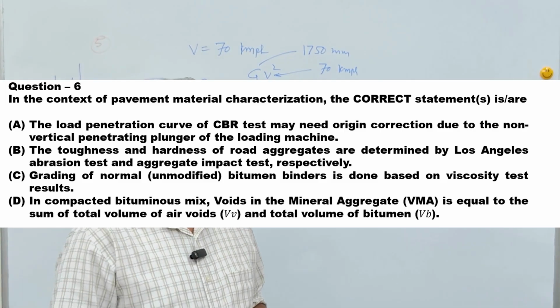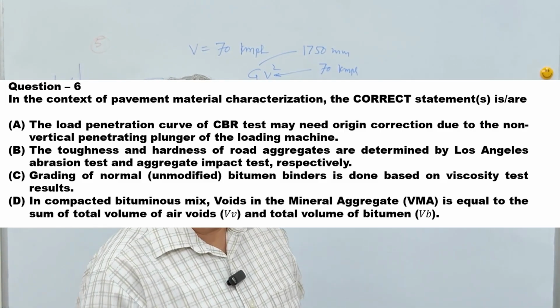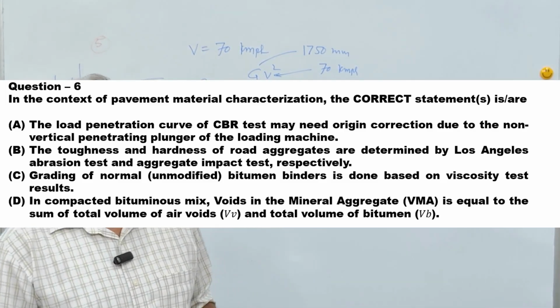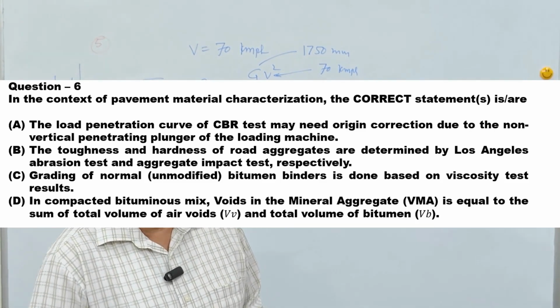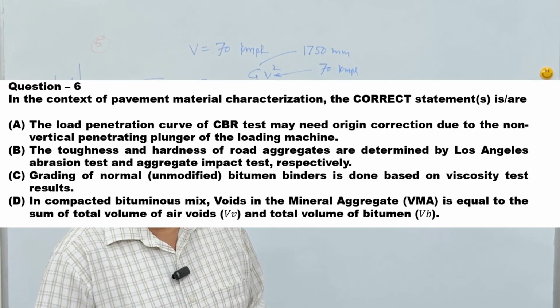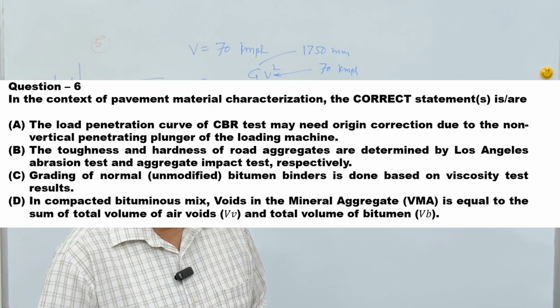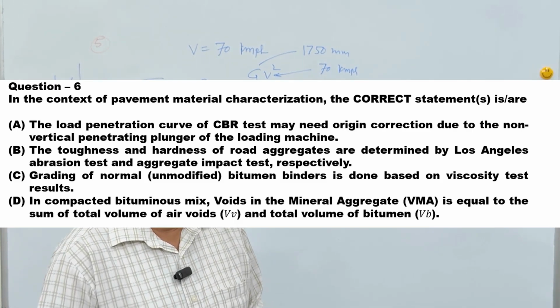Third, grading of normal bitumen binder is done based on viscosity test results. Yes, because now IS 73 classifies bitumen based on viscosity and therefore viscosity grades are being followed in India. So statement C is also correct.